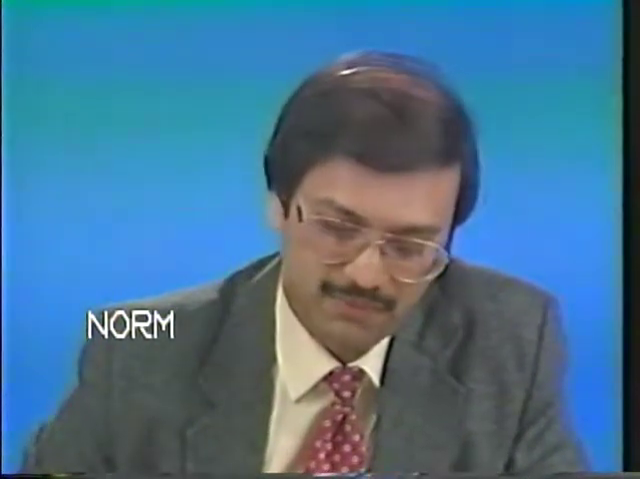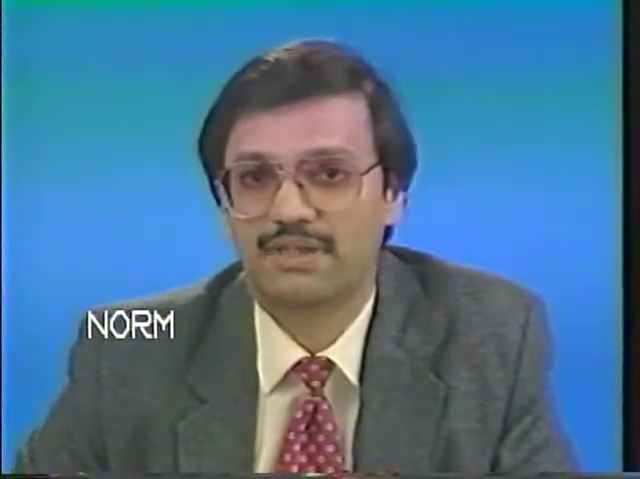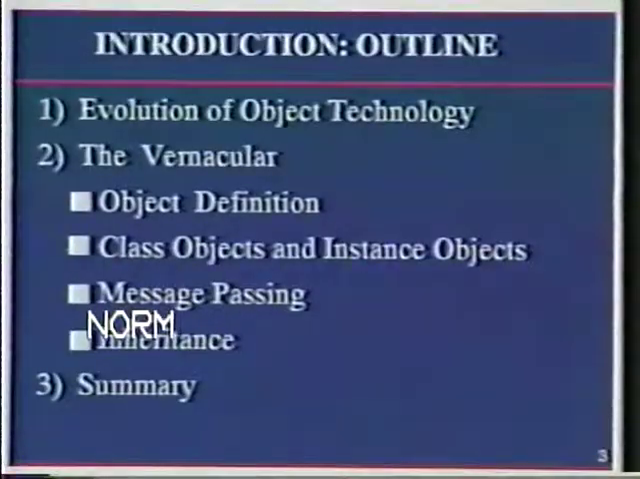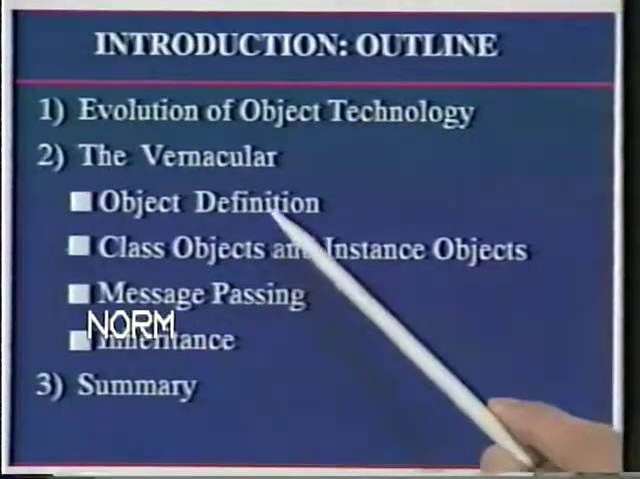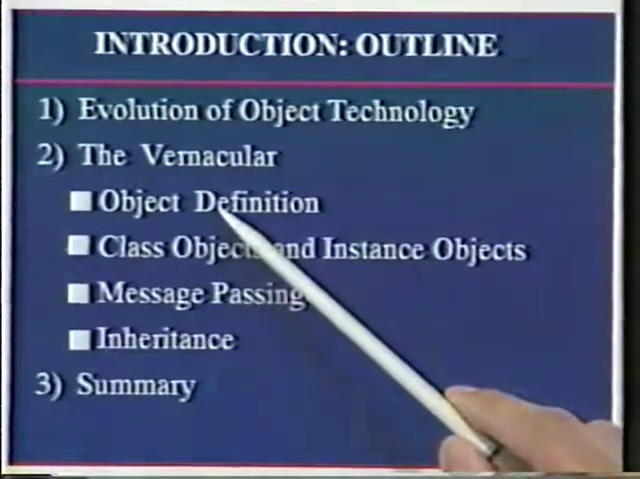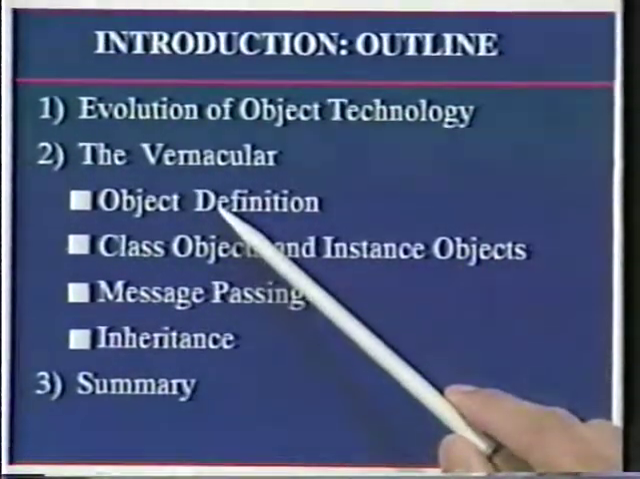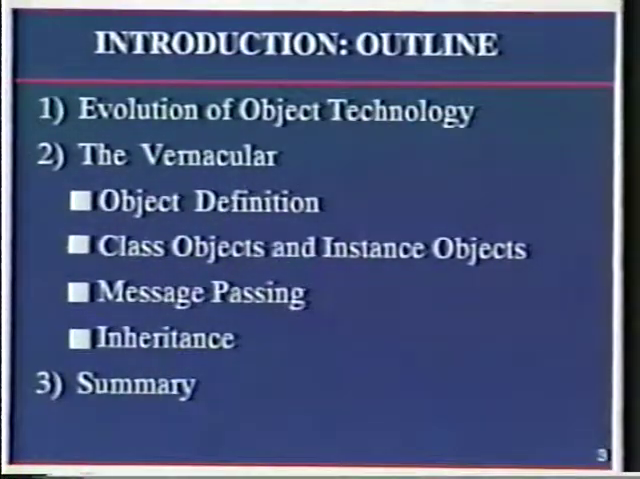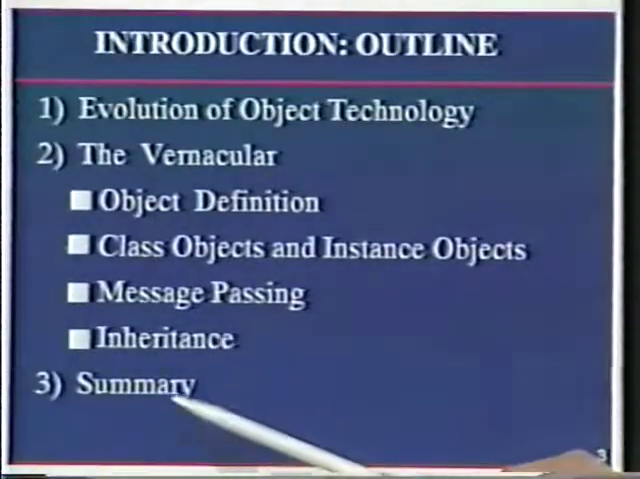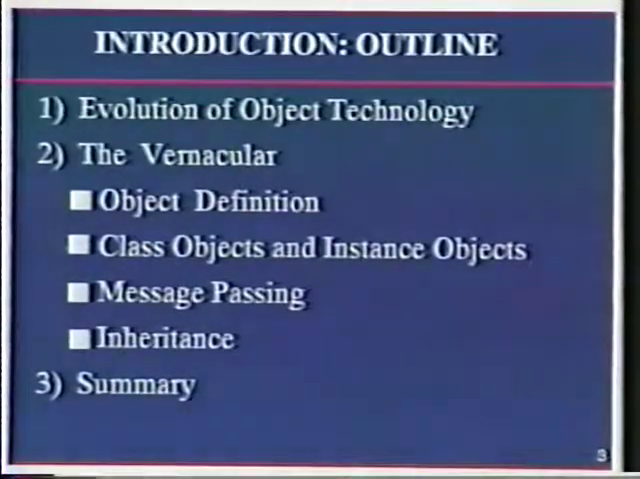The overview. I will start this overview with tracing the evolution of object technology. Then I will discuss the vernacular of the object-oriented systems, that is the terminology. There are several definitions that are available in the market right now, and I will be giving you my definition of object-oriented systems. I will talk about classes and objects, message passing, inheritance, and finally I will summarize.